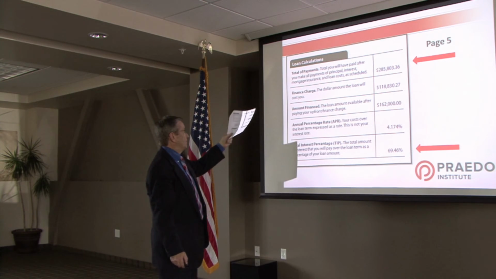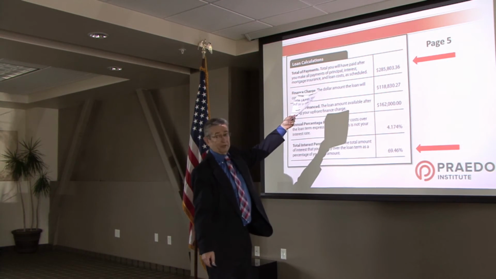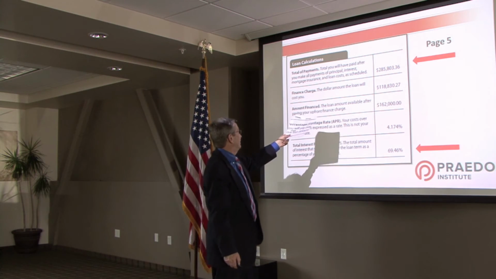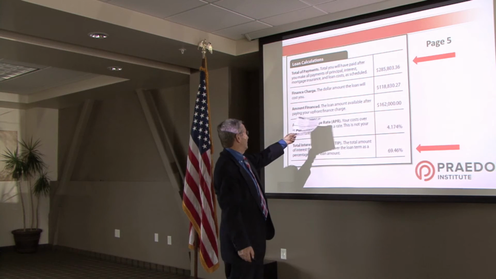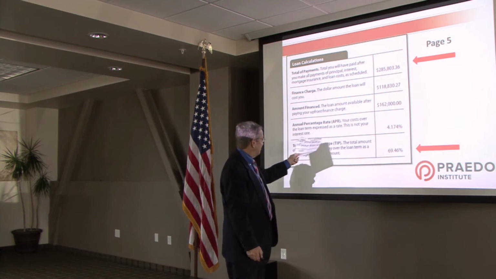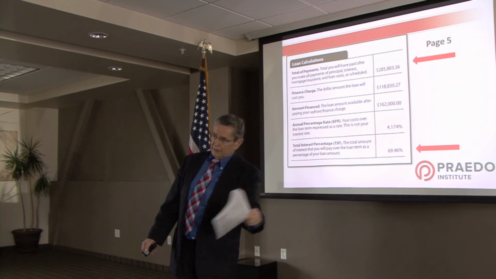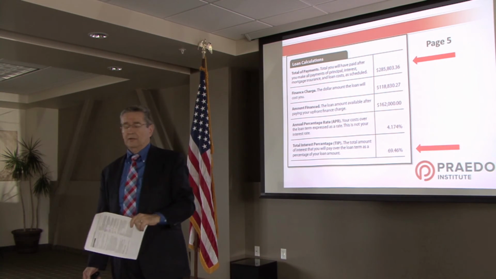On page 5, it's showing those same numbers. The total of all payments, that's what's on the Truth in Lending statement now. Finance charge, that's the way it is now, and you can see the amount financed. They come back to the APR and they come back with that tip. So you kind of have a way to relate the whole story back together.